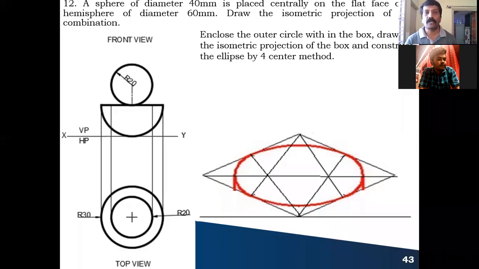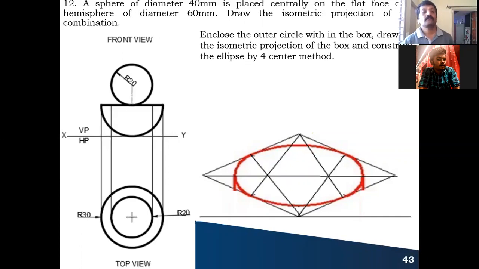And coming to your sphere, when you see from the top, it looks like a circle only. Sphere, at whichever angle you see it, looks like a circle only. Then with the same center, you take 20 millimeter as the radius and draw one more circle. So this completes your top view.